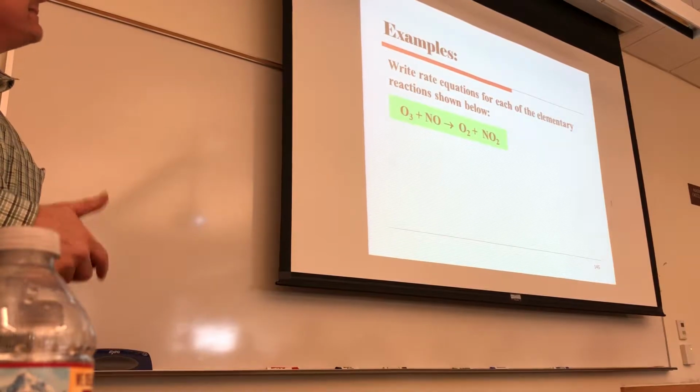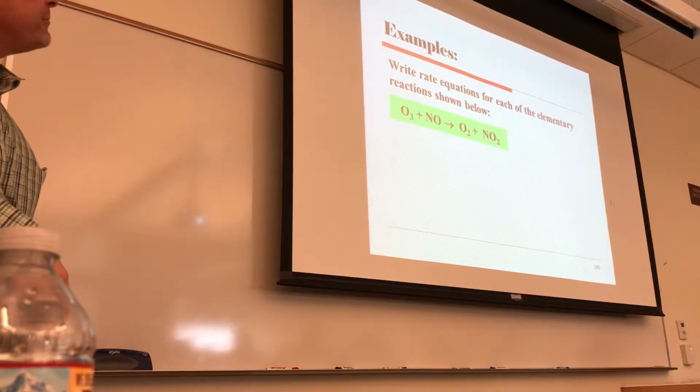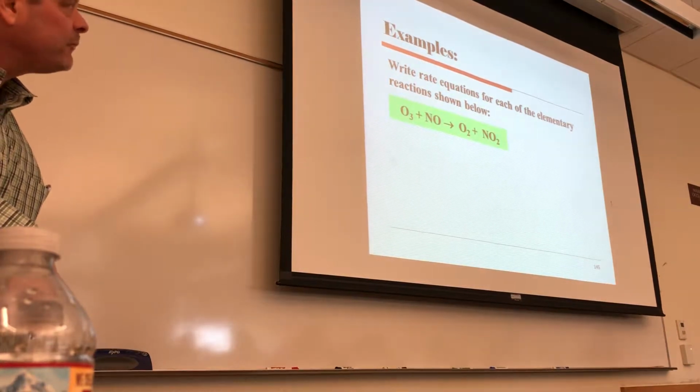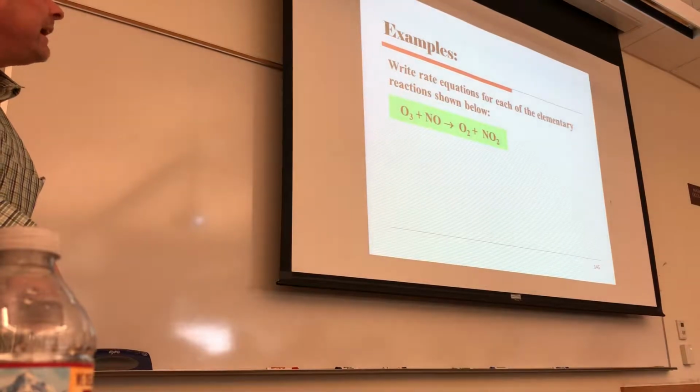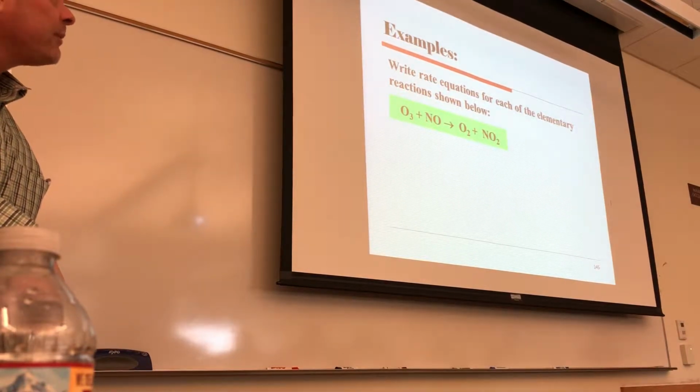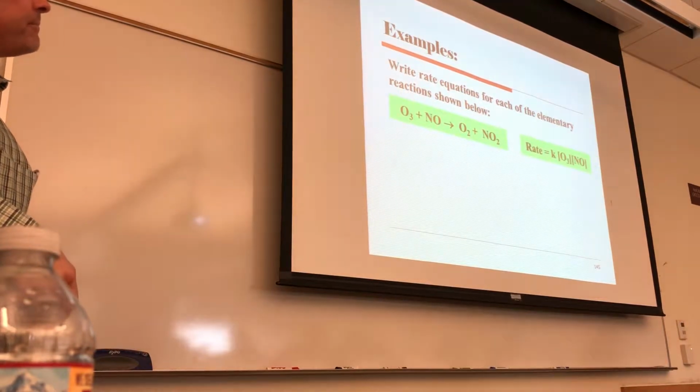So, I think we can skip this. You guys can figure this out, right? What would the rate equation for this be? Let's just do one. If there's more than one, we'll skip it. K, concentration of O3 times the concentration of NO. Yeah, that's it.